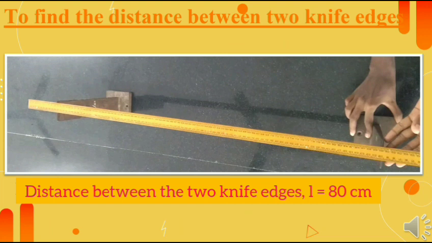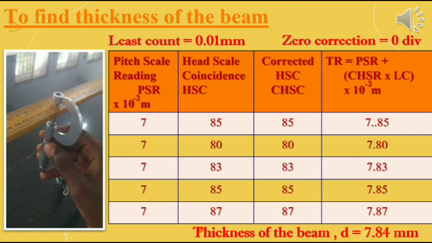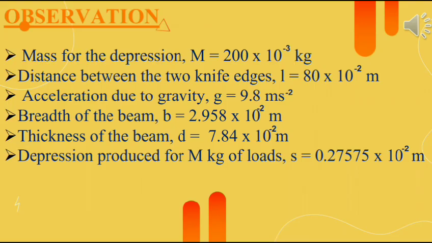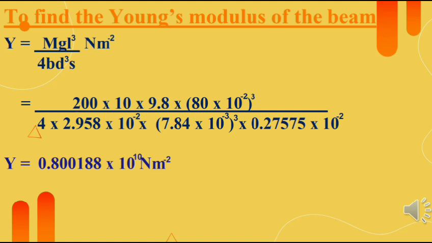The distance between the two knife edges is the length of the beam between the knife edges. The thickness of the beam is measured using a screw gauge. The breadth of the beam is measured using a vernier caliper. List out the observed values. By substituting the observed values in the formula, we can calculate the Young's modulus of the material of the beam.